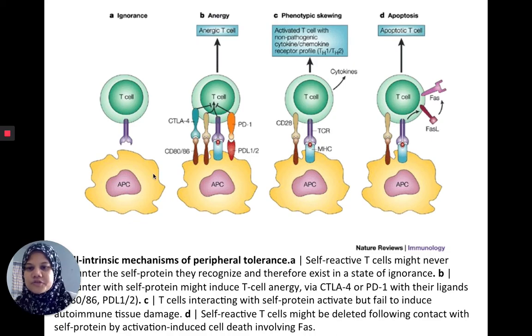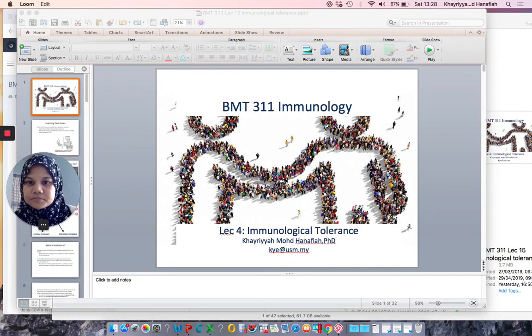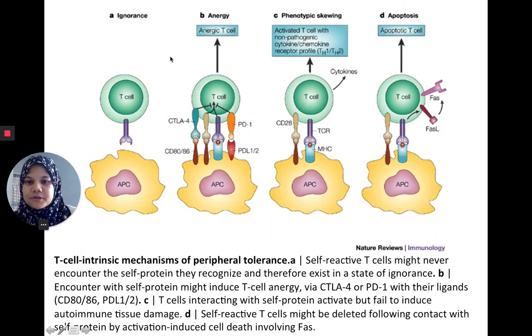This is actually a very useful schematic for you to look through in greater detail. Basically, these are the different peripheral tolerance mechanisms that a T cell can intrinsically go through. The first one here, A, is just ignorance. The T cell has a receptor that can hypothetically recognize a self-antigen, but it never actually meets this self-antigen. So it survives in a state of ignorance, never meeting what it was meant to bind. Then you've got the case where the T cell encounters the self-antigen, but via CTLA4 or PD-1, instead of activating the T cell, it induces T cell anergy.